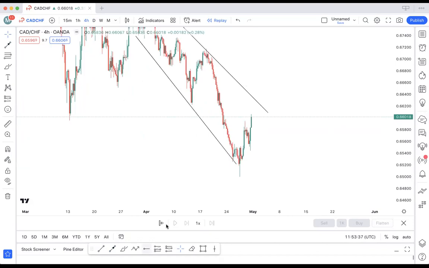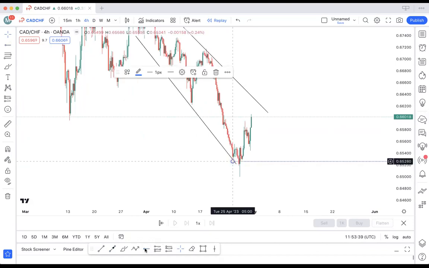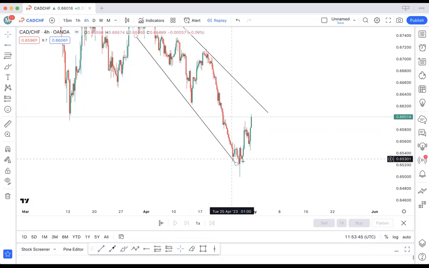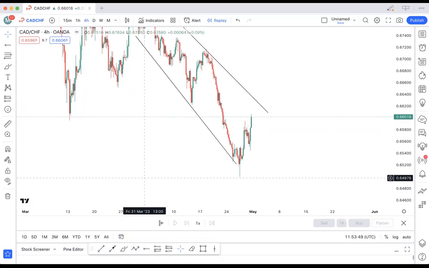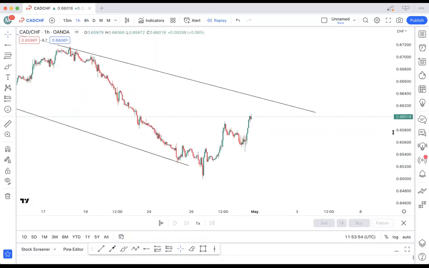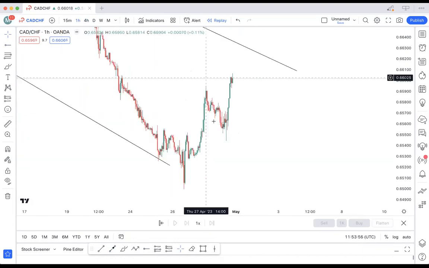We are seeing price forming what? A double bottom that broke up. Or we can look at this as our head and shoulders that is upside down. This is our left shoulder, this is our head, and this is the right shoulder. Let's jump on the hourly. So on the hourly time frame, what happened? Price gave us what? A continuation pattern to the upside.